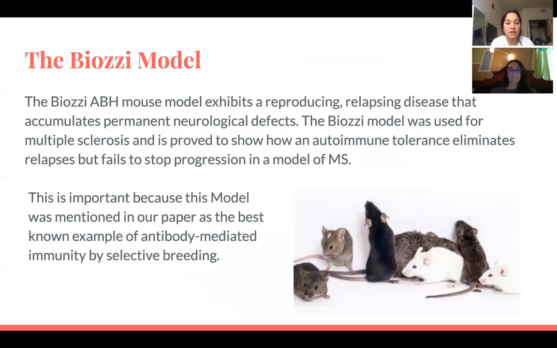The BOZ-ABH mouse model exhibits a reproducing, relapsing disease that accumulates permanent neurological defects. The BOZ model was used for multiple sclerosis and is proved to show how an autoimmune tolerance eliminates relapse, but fails to stop progression in a model of MS. This is important because this model was mentioned in our paper as the best known example of antibody-mediated immunity by selective breeding.